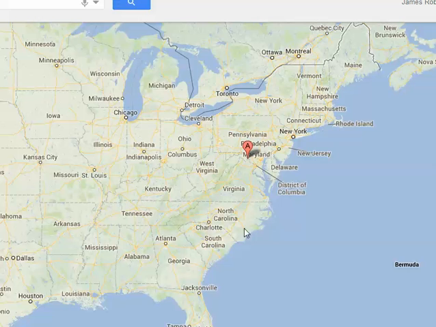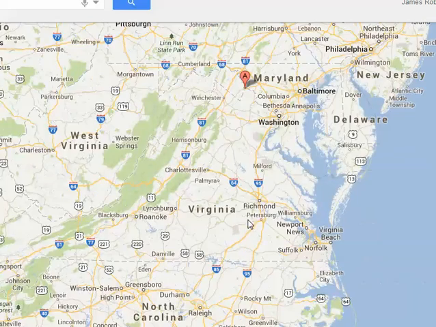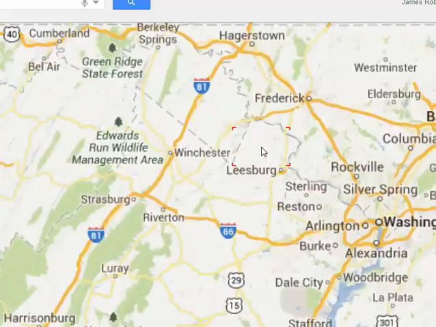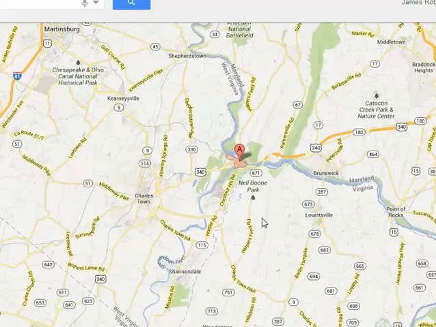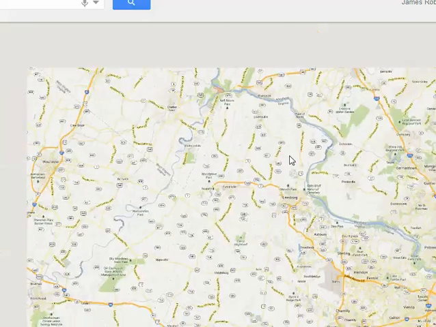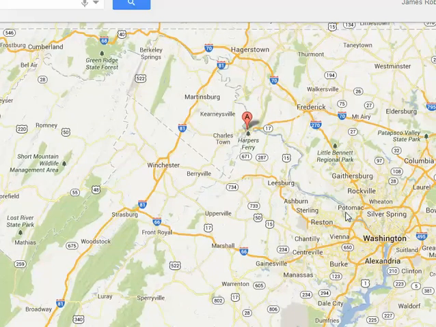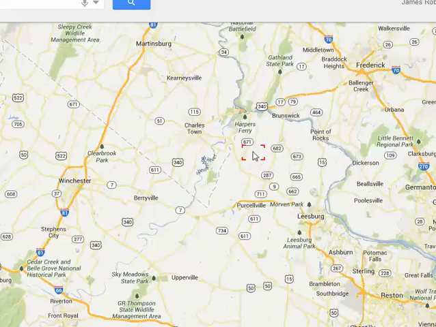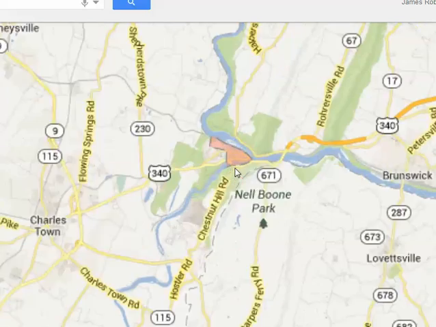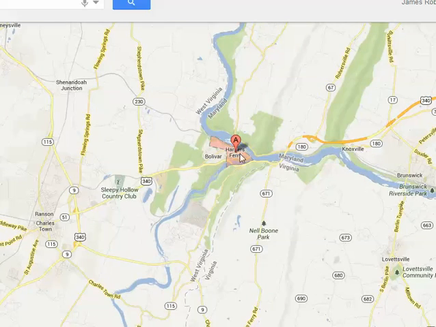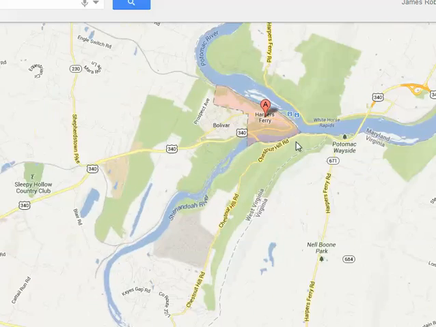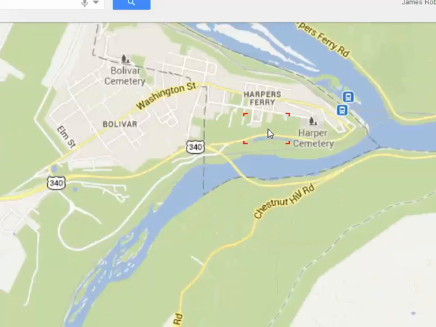Let's take a look at Google Images. Here's a map of the United States. If we zoom in and we go to Virginia here, and there's West Virginia up here, we can zoom in and find Harpers Ferry. If we back up a little bit, we'll see Washington D.C. is here. If we go up the Potomac River into West Virginia, we'll see right here at this confluence where the Potomac and the Shenandoah River split off, there's a place called Harpers Ferry.